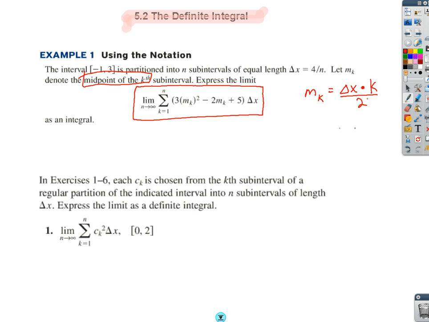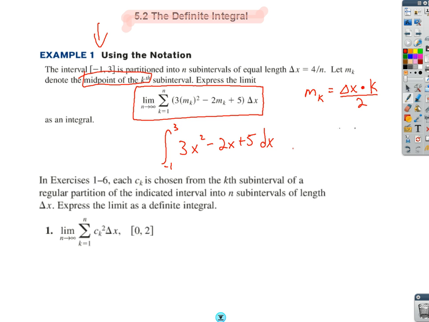When they ask you to write this as an integral, you take your summation and make it into an integral. My limits of integration, they tell me up here, are going to go from -1 to 3. Again, the lowest number goes on the bottom. And here is my function. Instead of m of k, I'm going to put x squared minus 2x plus 5, instead of delta x, dx.